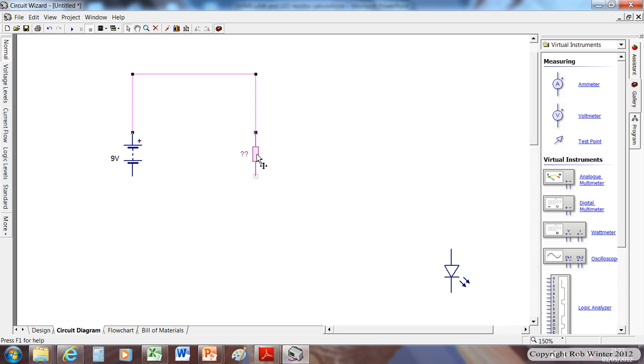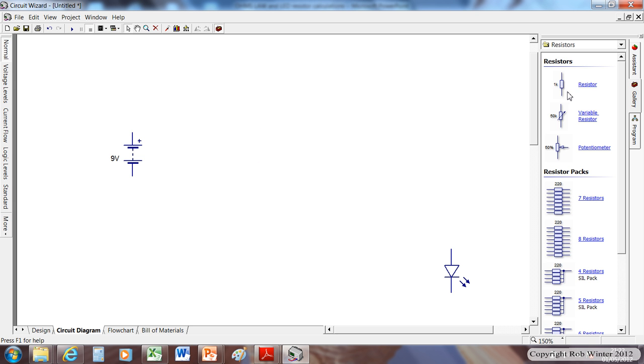Just ignore that a second. I deliberately put a mystery resistor in. So imagine you've got a 1k resistor here, and I'm going to join the other end of the resistor back to negative. So I've got a circuit. It forms a complete loop.